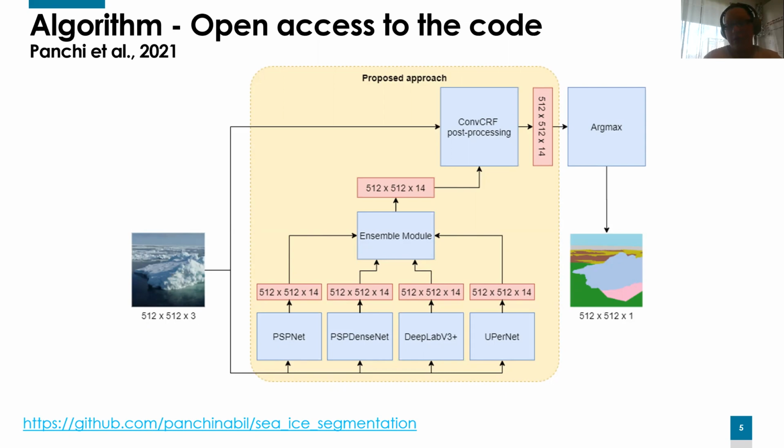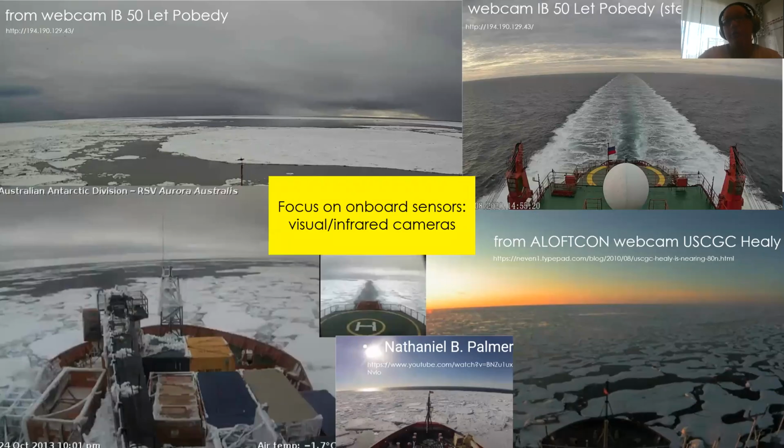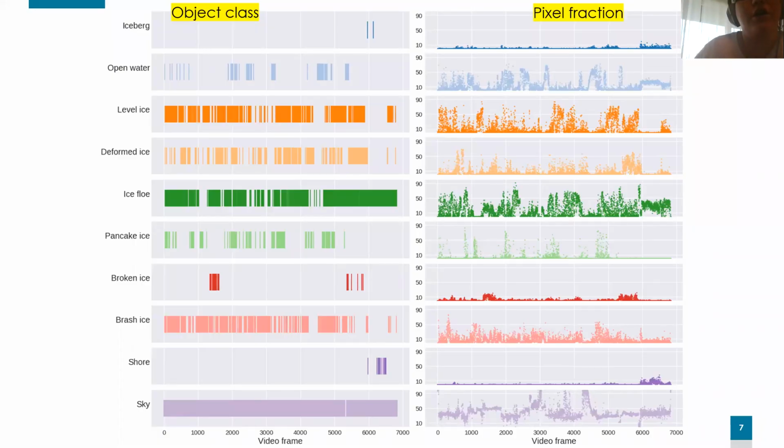Our approach has never been tested during a real operation, but we applied our algorithm to a sequence of images extracted from a video recording from a surface vessel transiting in ice. Just to show you some of the results on the slide, it shows the object class identified and also the corresponding pixel fraction. The vessel transited through level ice with some degree of ridging, and occasionally leads or polynyas that were identified as open water.